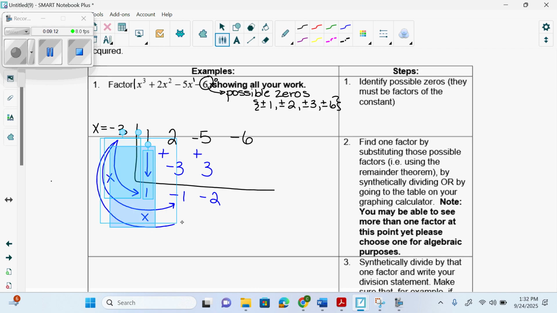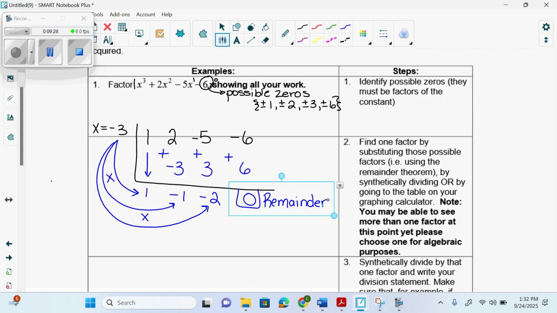And I finished adding, so now I'm going to multiply. Oh my gosh. -3 times -2 is 6. Then I'm going to add, and I get 0, which is my remainder. If I do not get a 0 as a remainder, I probably picked the y-intercept instead of the x-intercept off my calculator. That happens a lot.